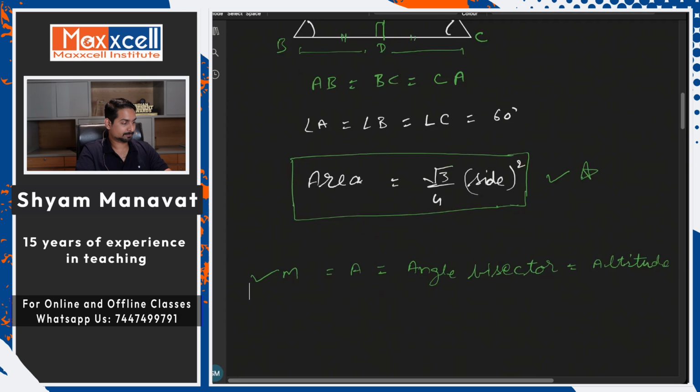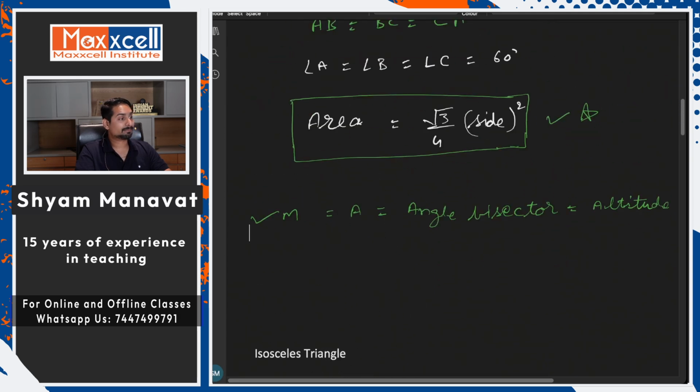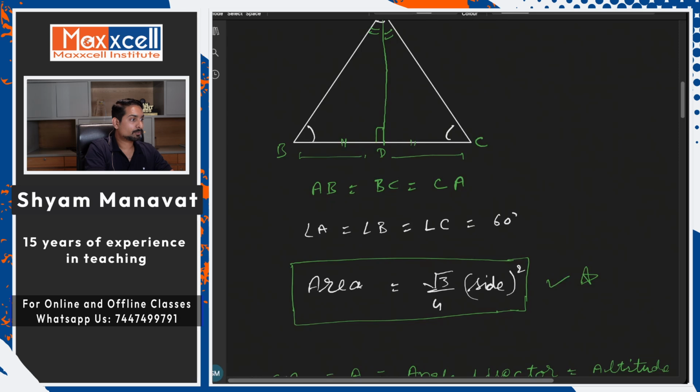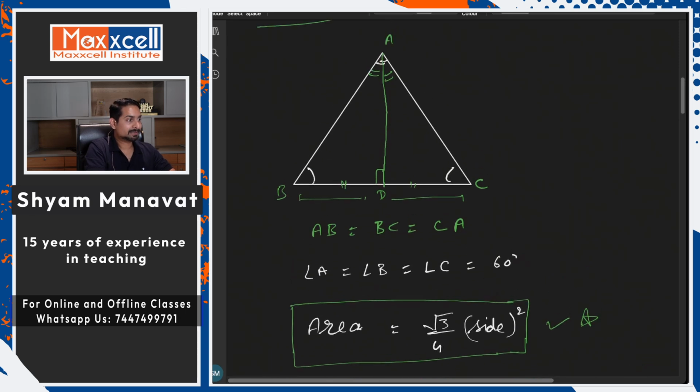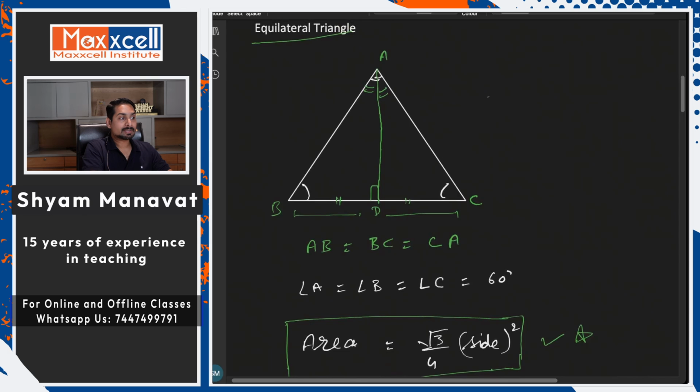Area we understood. By the way, we can also talk about the height, the perpendicular AD. In an equilateral triangle, the length of this height AD, which is the altitude, angle bisector, or perpendicular bisector of the side, has a defined value: root 3 by 2 into side. That's how you define the height of an equilateral triangle. This is also important, note this.